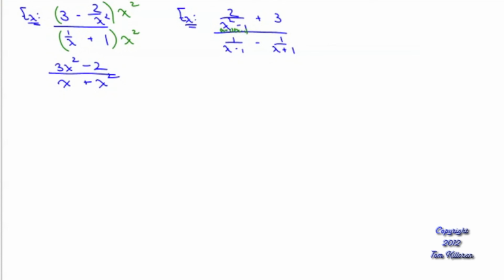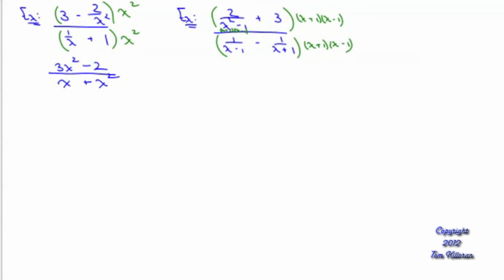X minus 1, x plus 1. So I'm going to take the entire top and the entire bottom, multiply by x plus 1, x minus 1. Or x minus 1, x plus 1. I couldn't care less what order they come in. But these are multiplying, they are not dividing. And then you distribute it through.